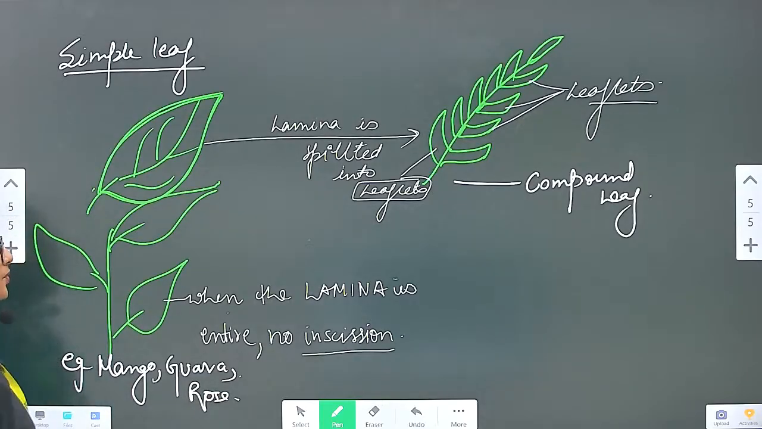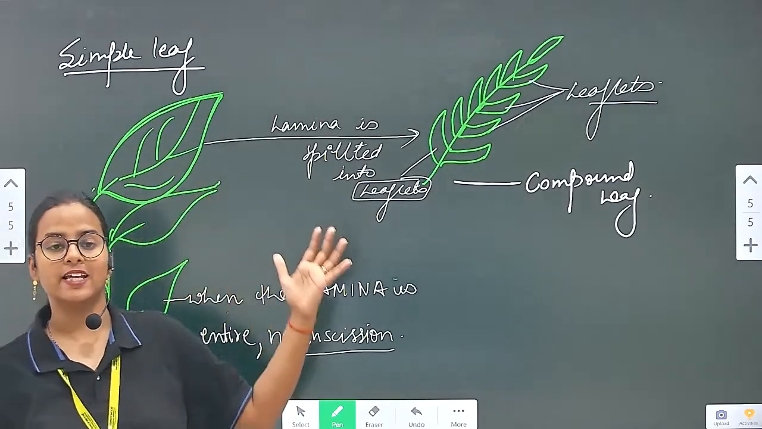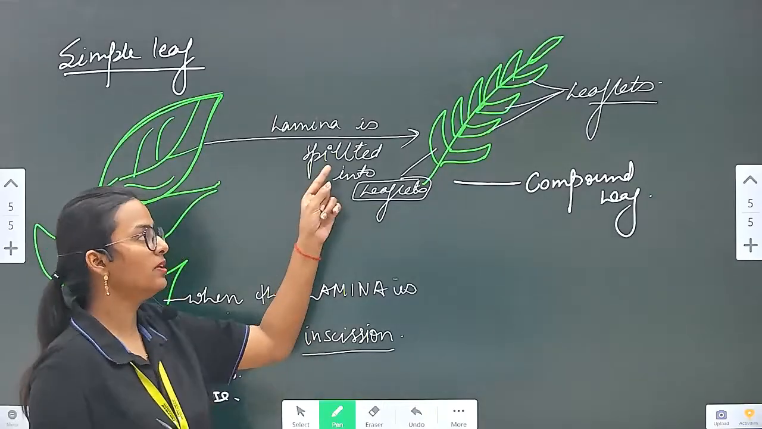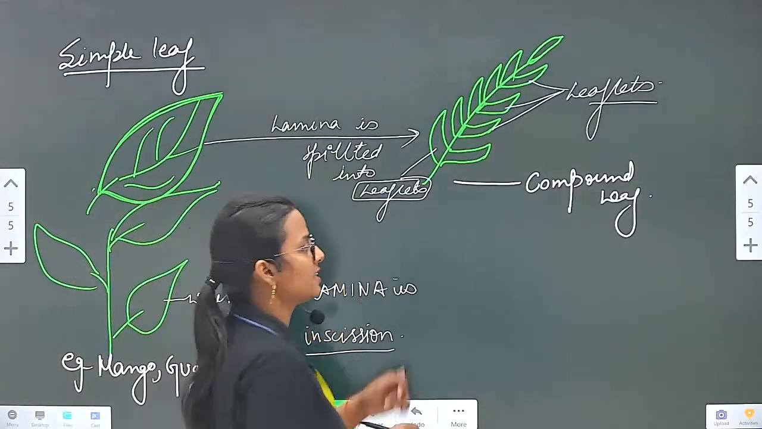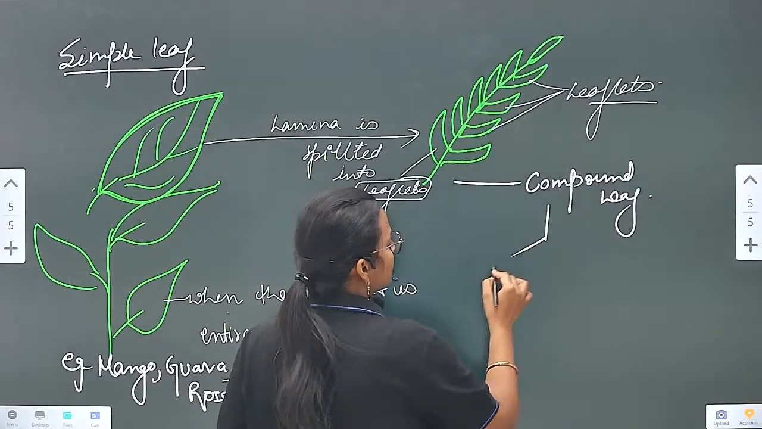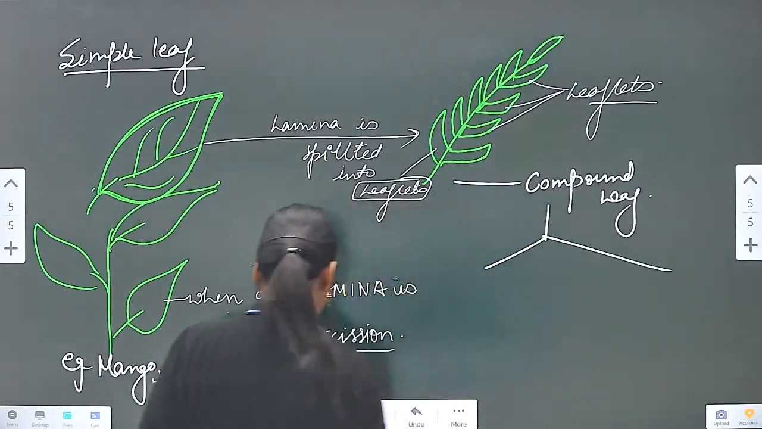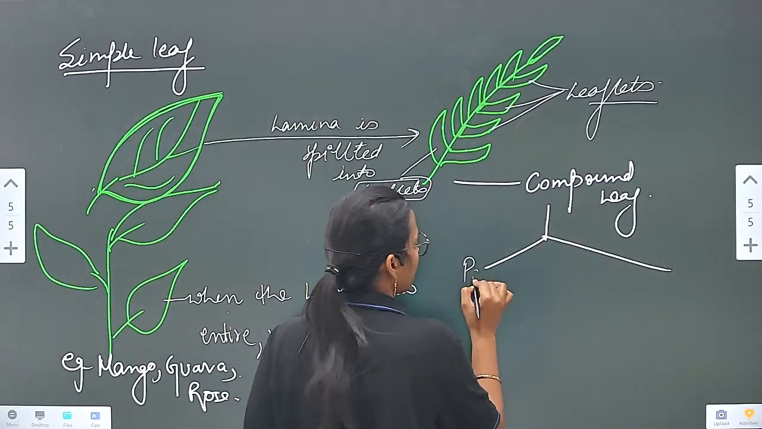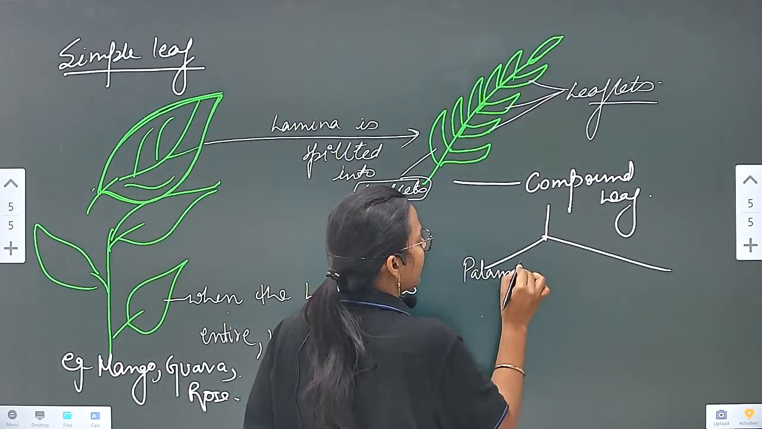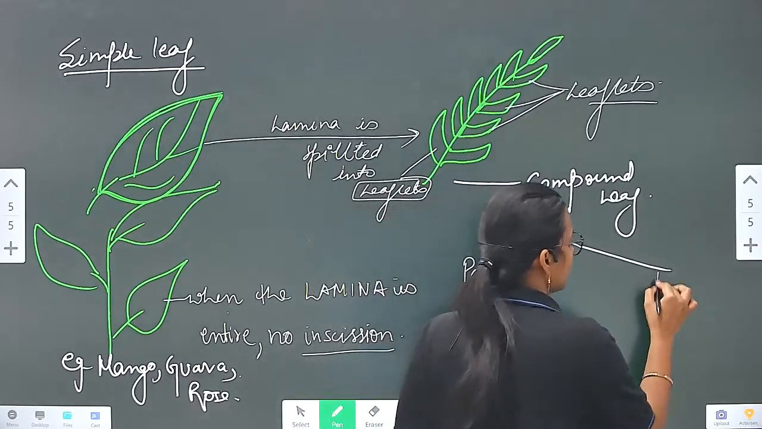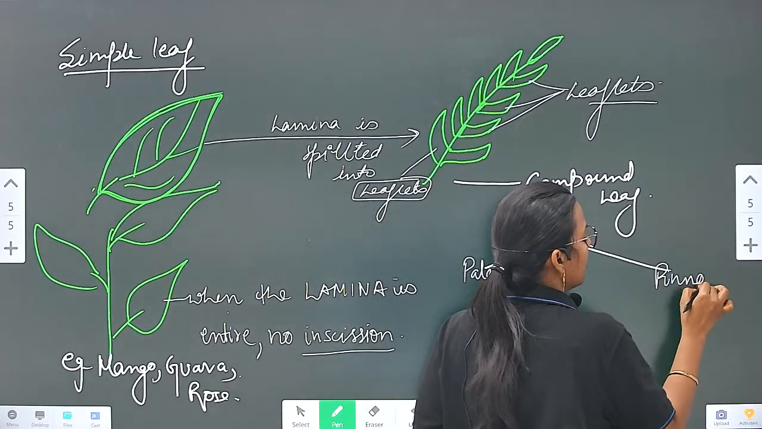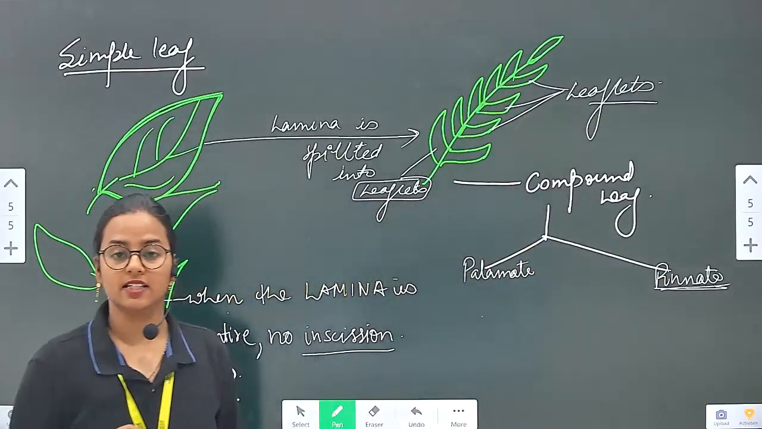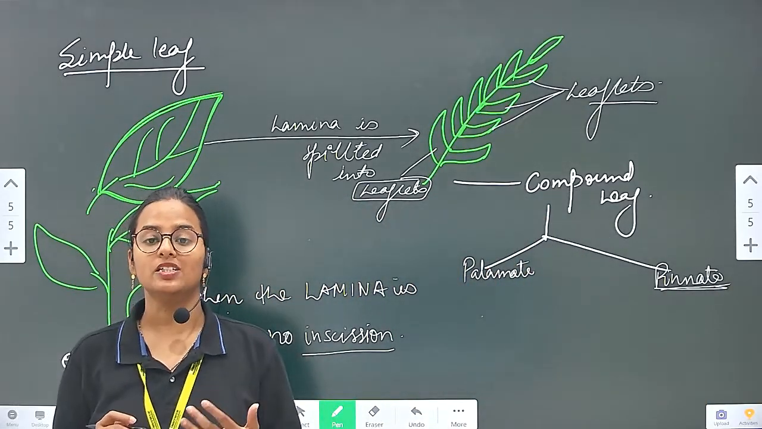But when the same lamina splits, or in some plants when the lamina splits and forms units, it is called compound leaves, which are further of two types. One is the palmate compound leaf, another is the pinnately compound leaf. Now what does it mean? What is palmate and what is pinnate compound?